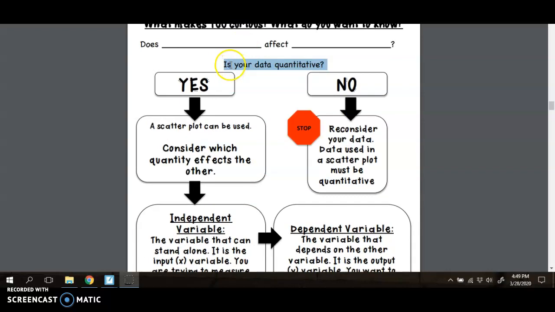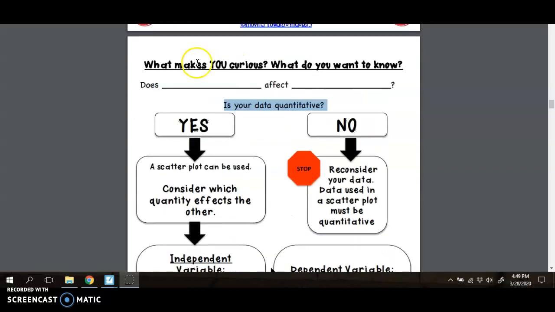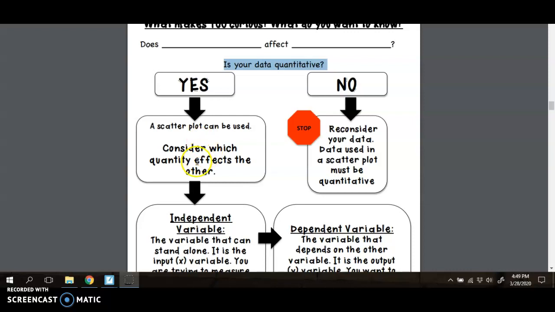So the first question you need to ask yourself, once you create this question, is, is it quantitative data? If you answer no, that means you need to reconsider your data. Data used in a scatter plot must be quantitative. So go back and think about something else. If it is quantitative data, yes, then you need to consider which quantity affects the other, okay? So which one are you going to make affect the other?